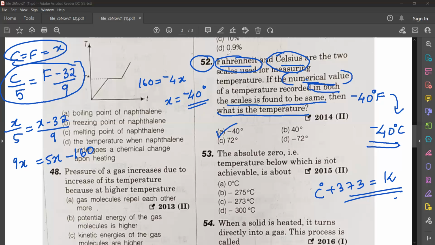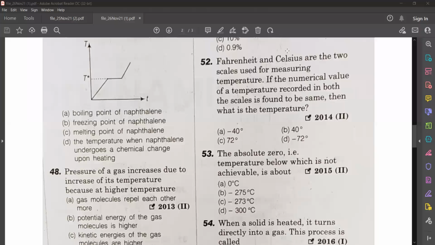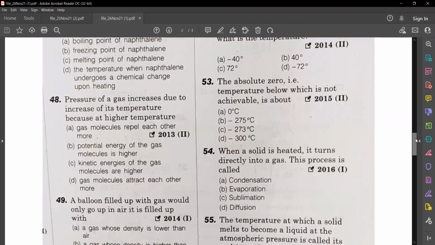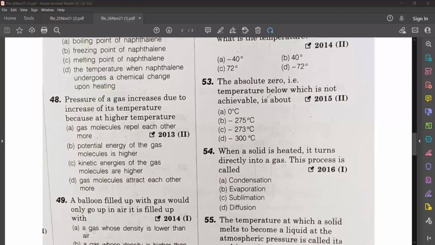Going to the next question. Question number 53. The absolute zero, that is a temperature below which is not achievable. That means beyond absolute zero, we cannot have any temperature. So which value is known as absolute zero, from the options?